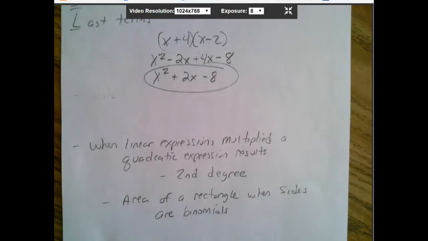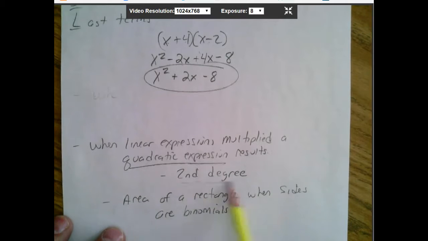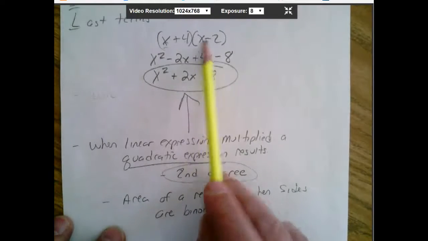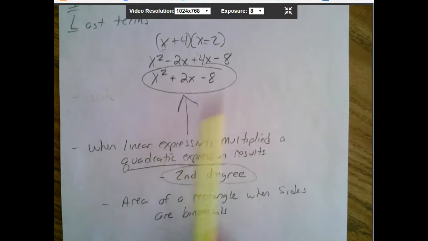When we have linear expressions, something with an x, like 3x minus 1, when they're multiplied, they form a quadratic expression, and that results in a second degree. And this is a quadratic expression because we have x's in here, right? And remember that as well, when we have a rectangle and we're trying to find an area, we're also going to come up with a quadratic expression when the sides are binomials like x plus 4 or x minus 2, right? So keep that in mind.